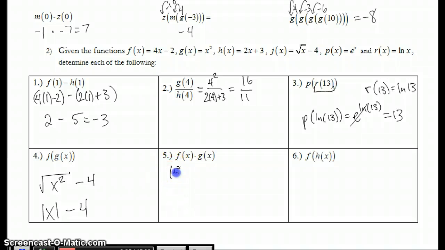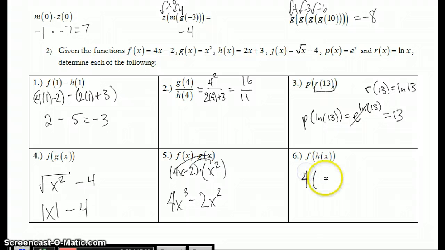F of x is 4x minus 2. Careful with your parentheses. G of x is x squared. We want to multiply, and we get 4x cubed minus 2x squared. And then f of h of x. F is 4 times h of x, which is 2x plus 3 minus 2. We get 8x plus 12 minus 2, 8x plus 10.